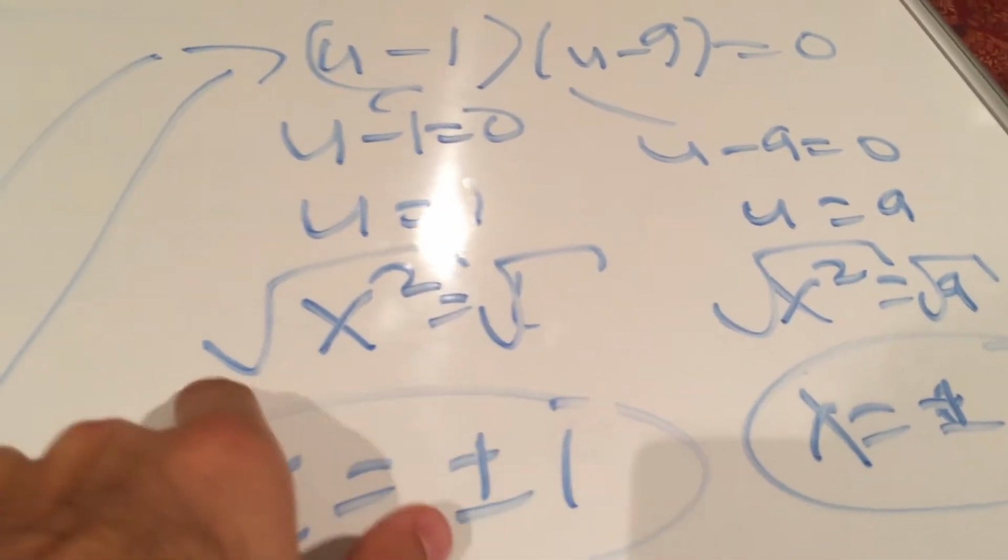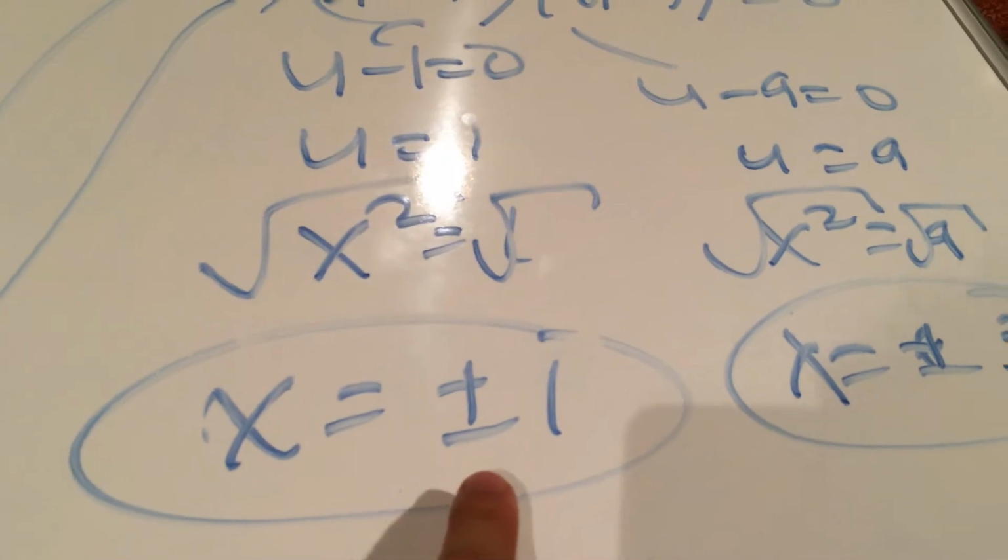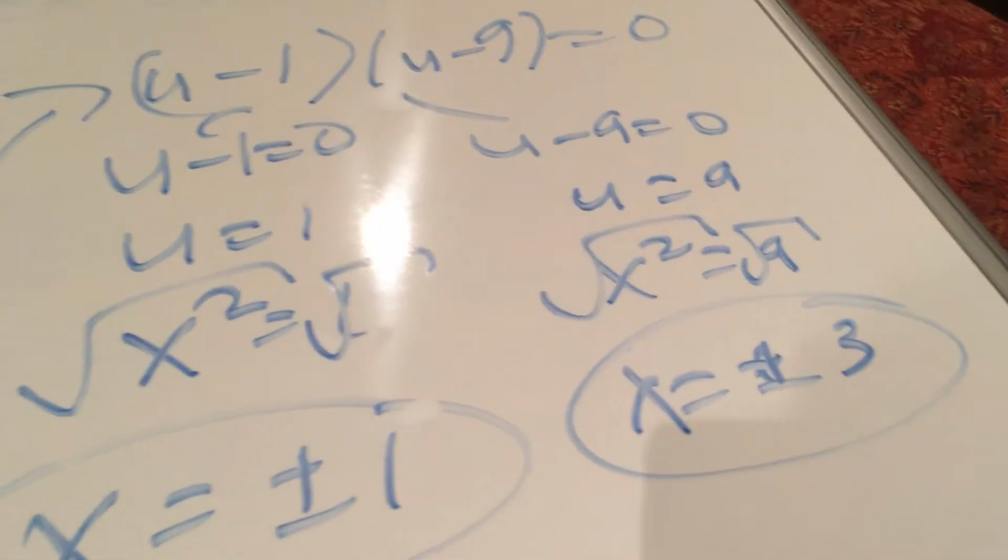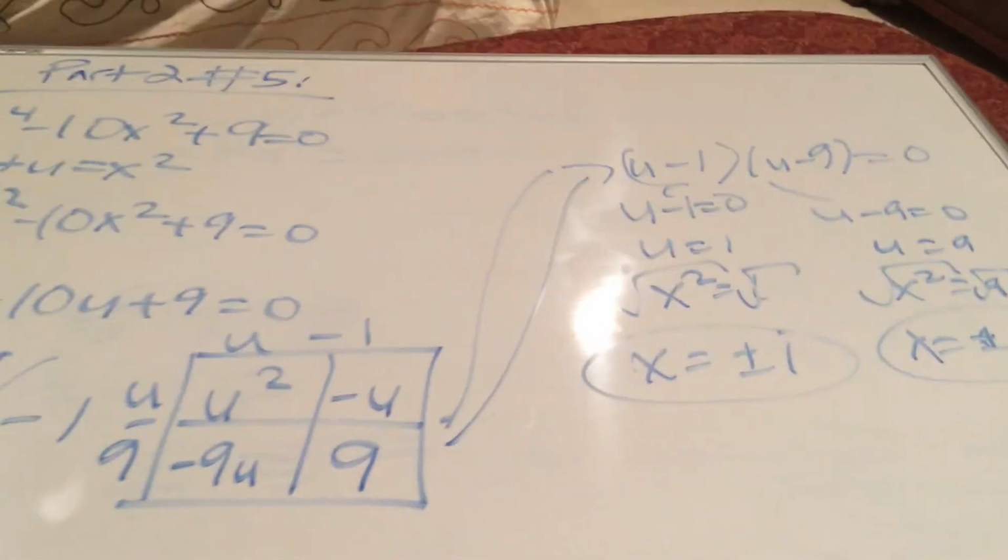Take the square root of both sides. X equals plus or minus 1. X equals plus or minus 3. Remember, when you take the square root, you must have the positive and the negative.